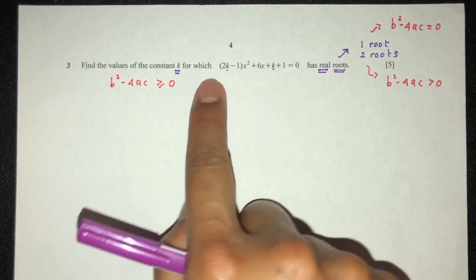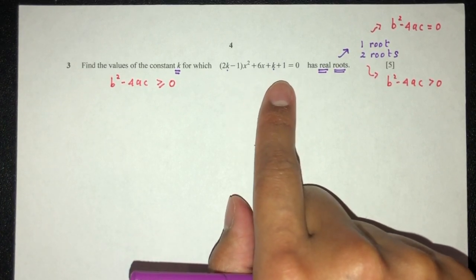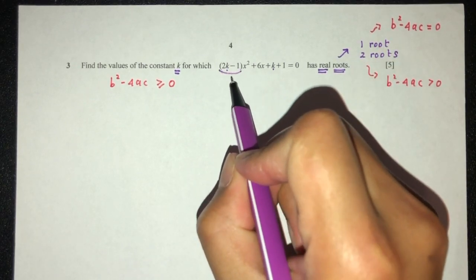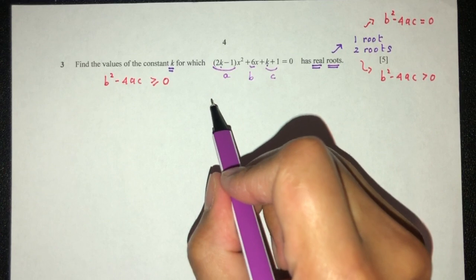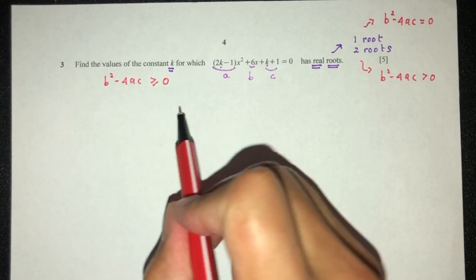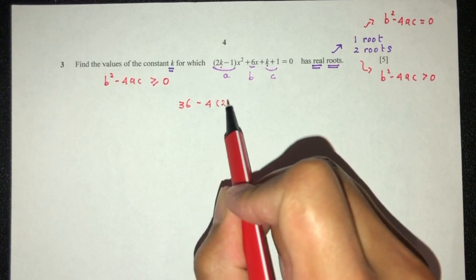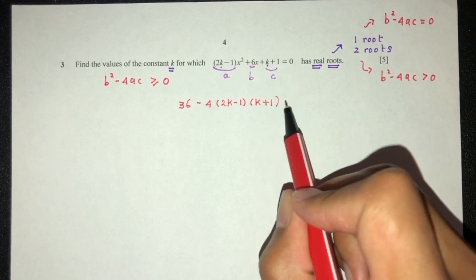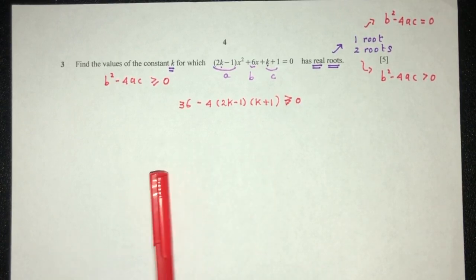Now we have to solve this equation. As you can observe, here we have x squared, x, and a constant. This looks a lot like a quadratic equation, right? So we will label this as a, this as b, and this as c. Replace these back in your equation, and you will have b squared, that will be 6 squared, which is 36, minus 4 times a, which is 2k minus 1, times c, which is k plus 1, is more or equal to 0. So this is the equation we have to be solving.